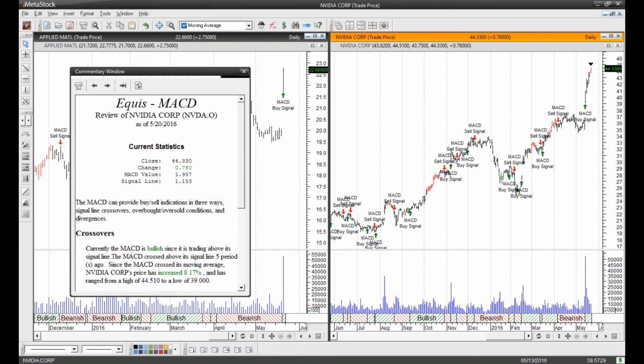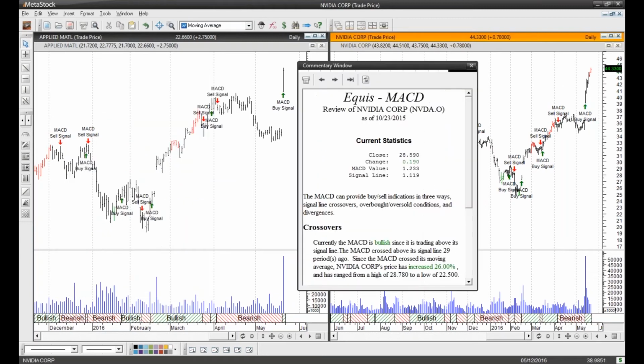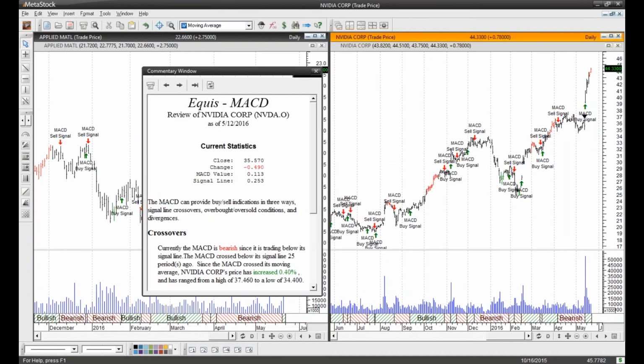Okay, so we have a MACD buy signal about a week ago. It's still moving off, but as you can see, the volume is starting to trail off a little bit. We do have our trend ribbon here at the bottom, so you can tell whether you're bullish or bearish, and the commentary is already right here. So a couple of different ways.